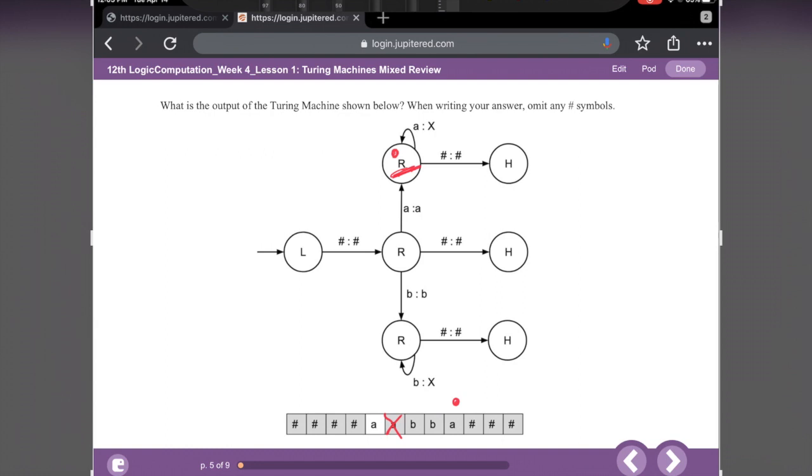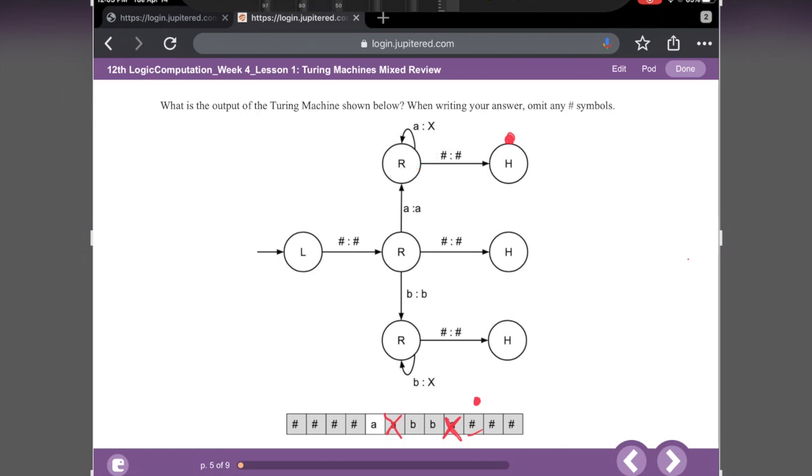Okay, and now we're here. We see an A, and we can follow the state transition. If you see an A, you replace it with an X, and when you do that, you then go to the right. Here's our new state and our new position. Now we see a pound sign, so we can follow the state transition. We replace pound sign with pound sign, and then we halt.